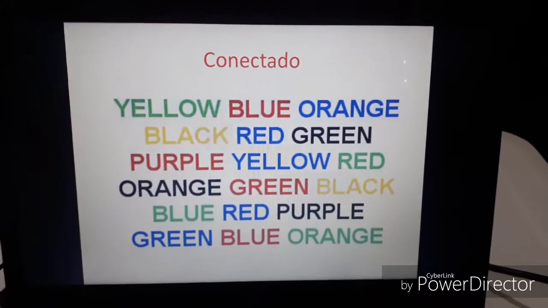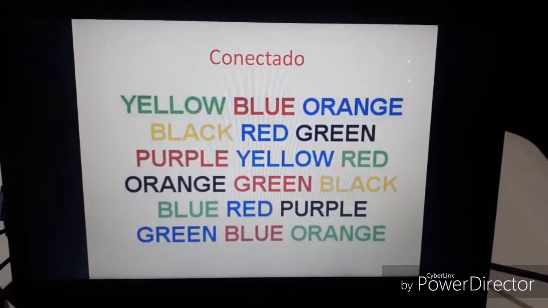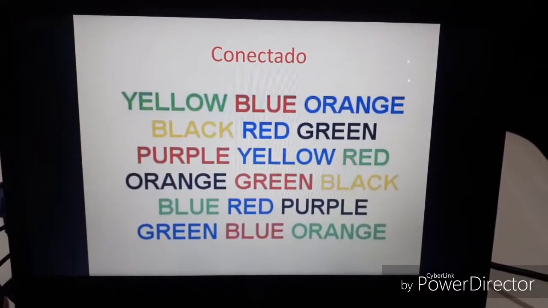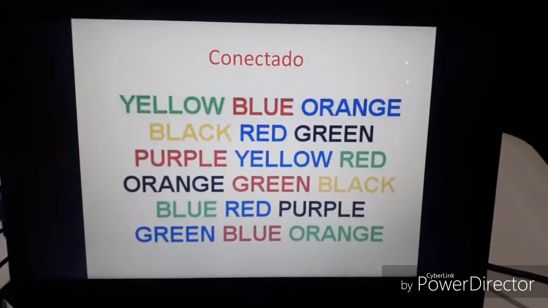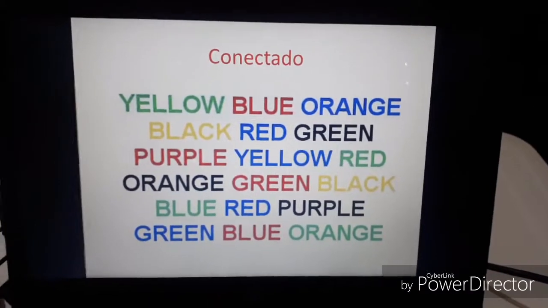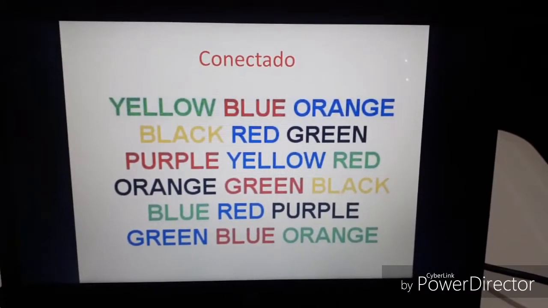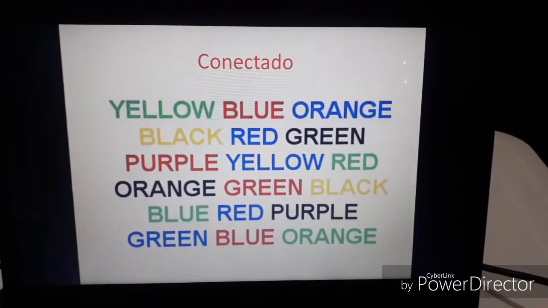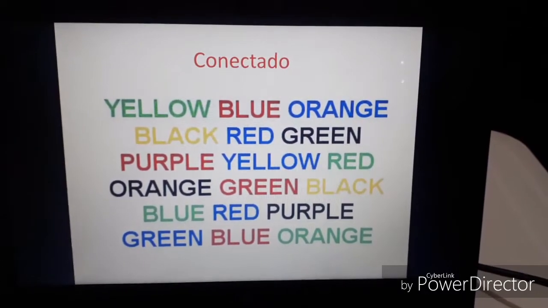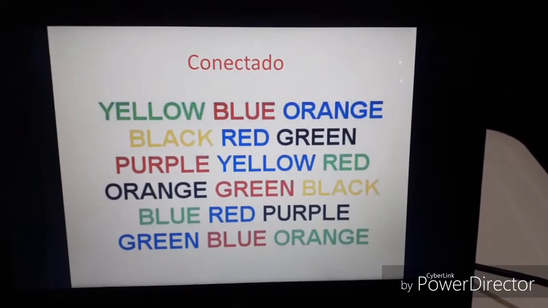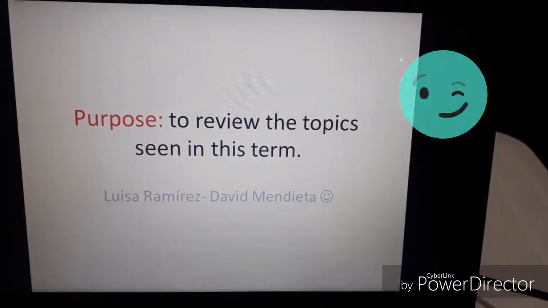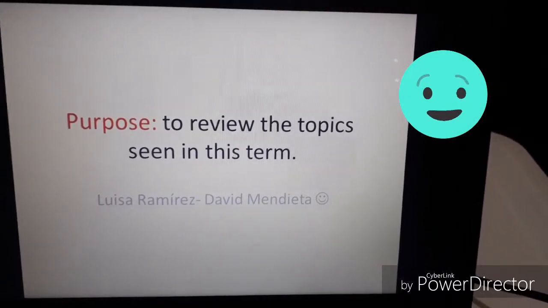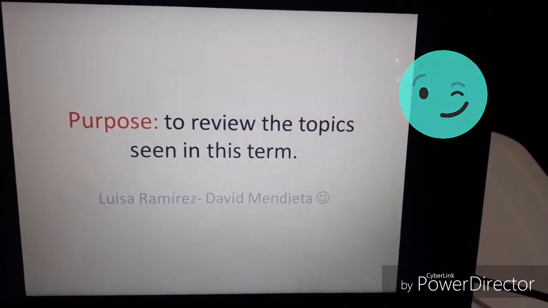So our conectado today is to read, okay, no, not to read, but to say the color of the colors, not reading the word. For example, I'm not going to say yellow, but green, not blue, but red, not orange, but blue, etc. So let's see how quick you do that. Our purpose today is to review the topics seen in this term.